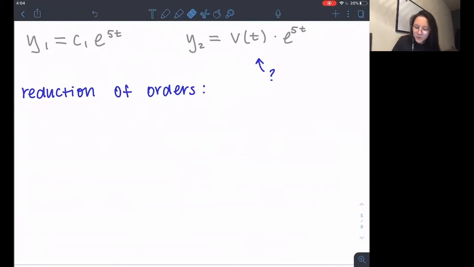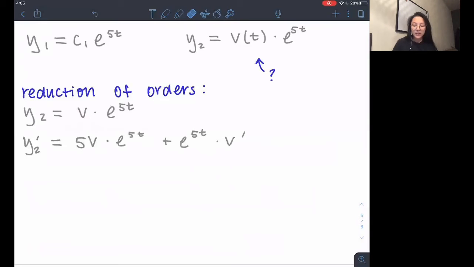So very first thing, I'm just going to write this equation out. We're just going to simplify it and call it v. We know it's v(t), but we're just going to call it v to make it easier. There it is. And then we're going to take the derivative. So the derivative of y2 is going to be y2 prime. And then we have to make sure we're applying our product rule. So we took the derivative of e to the 5t, pulled the 5 out to the front, and we're leaving v normal. And then we're going to add to that the derivative of v, v prime.